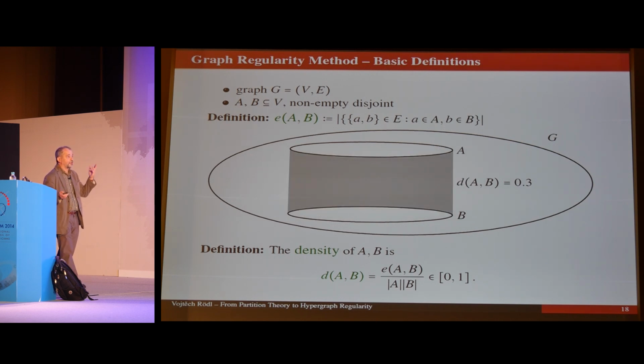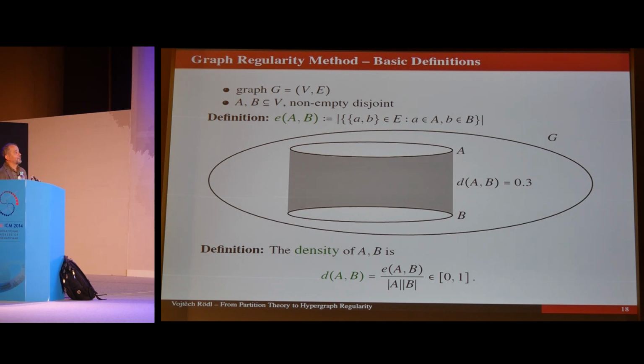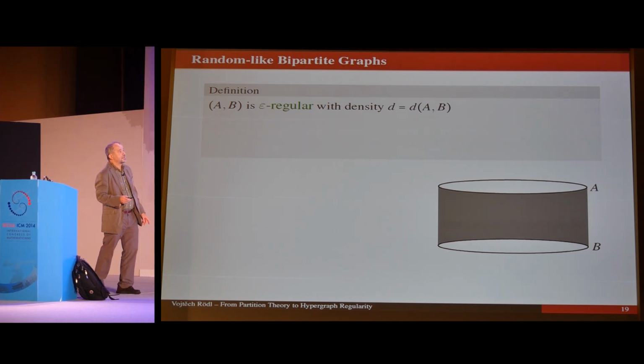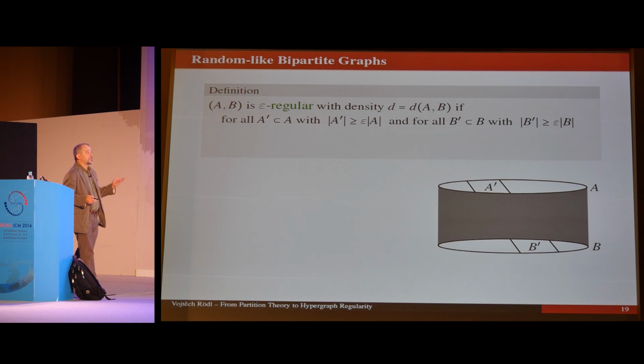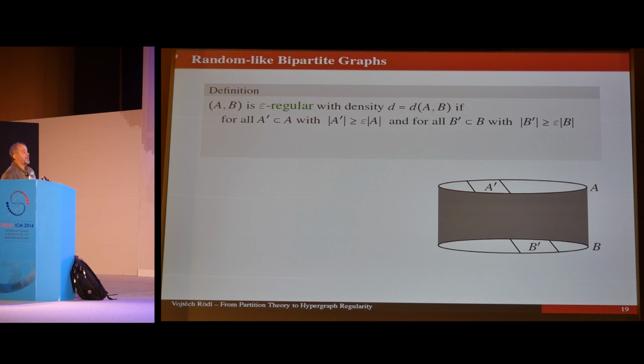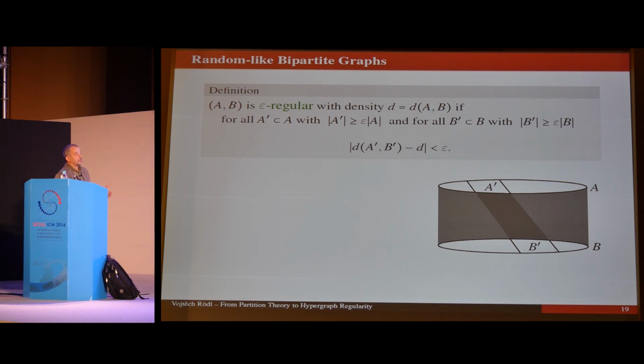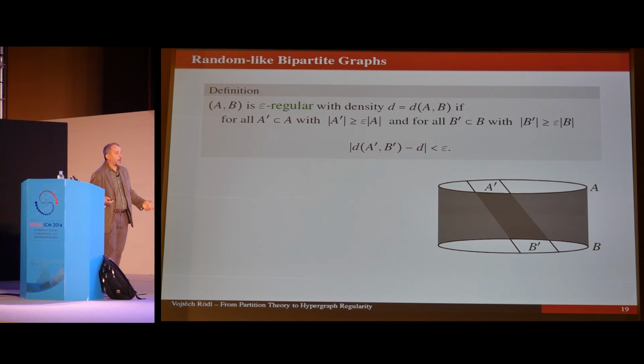So this will be the information we will be working with for the next definition. We will say that a pair (A, B) is epsilon-regular with density d if, no matter which subset A' of A I take, with A' at least epsilon times |A|, and B' a subset of B, with B' also sufficiently large, the density between A' and B' doesn't differ too much from the density of the pair (A, B).